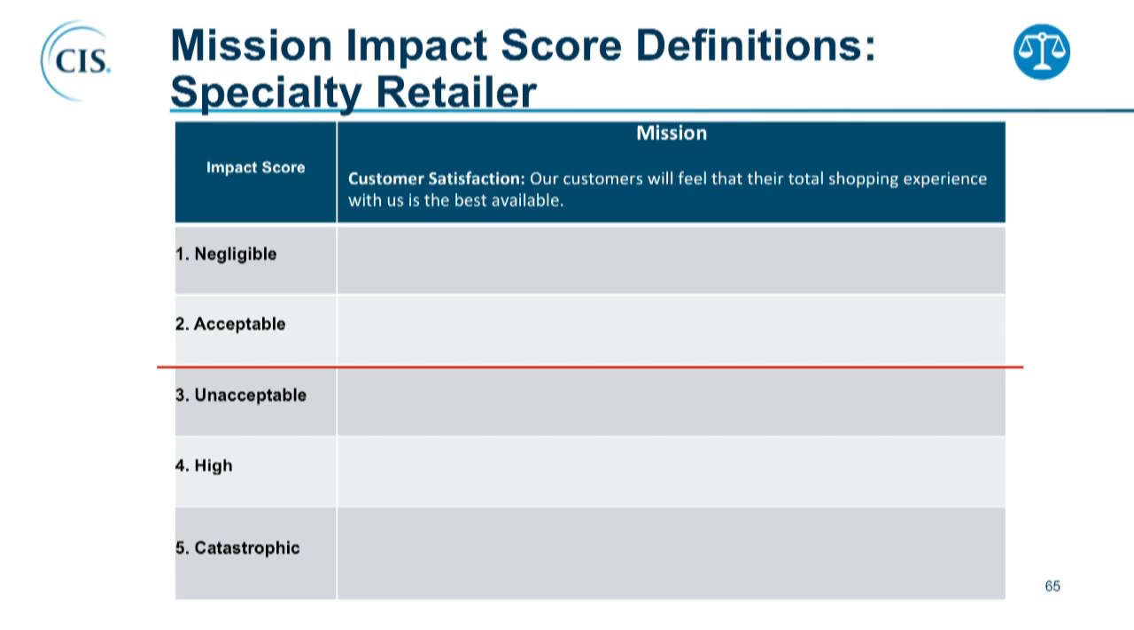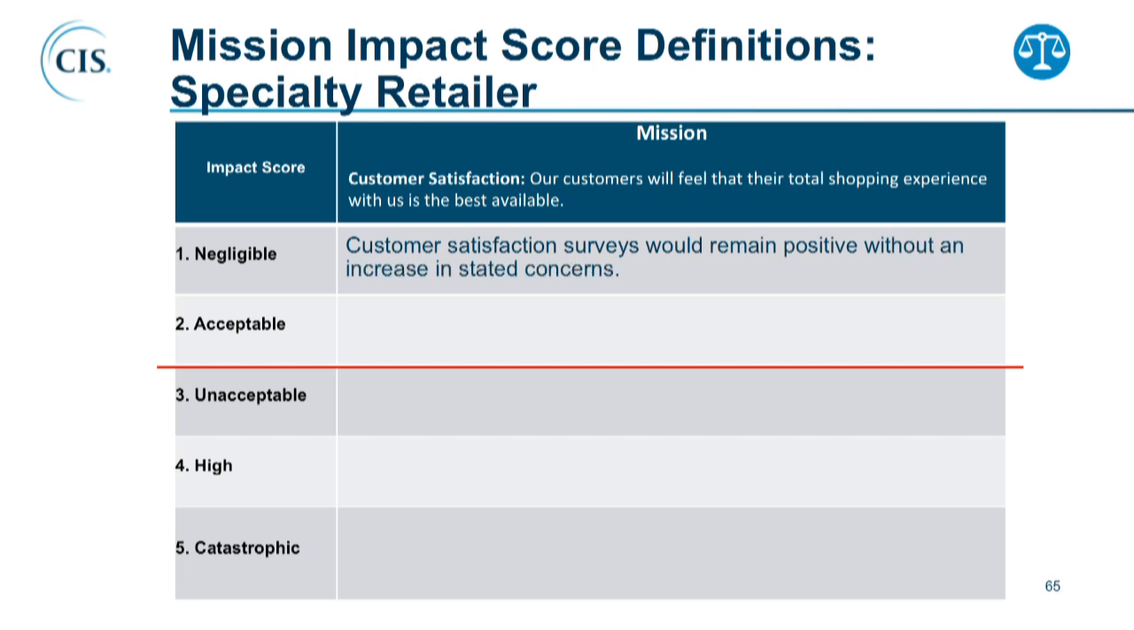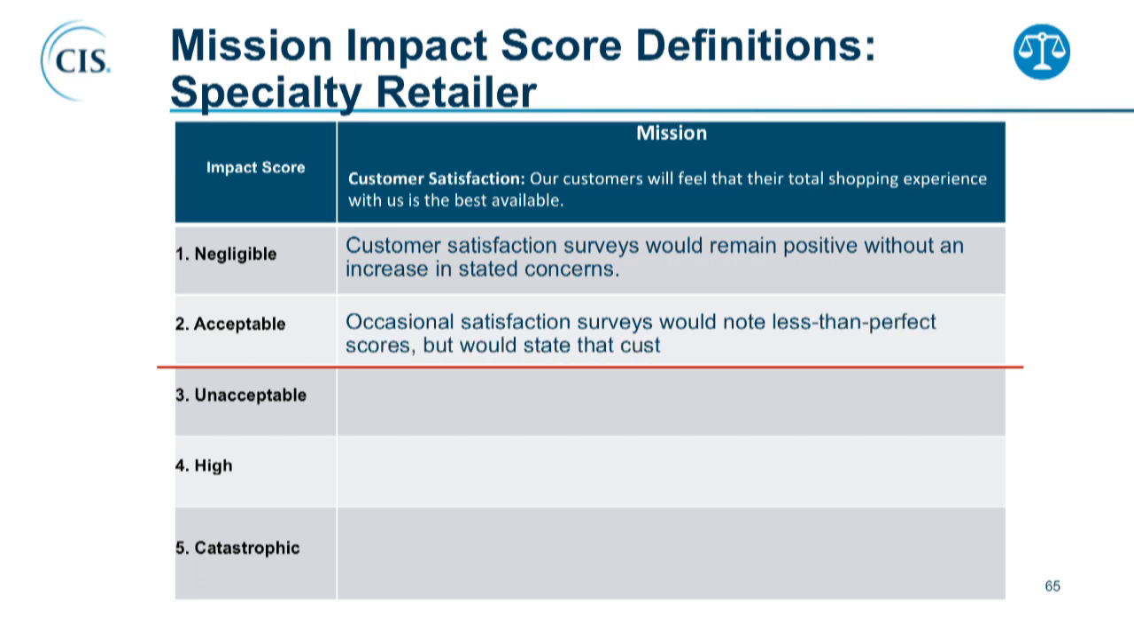So customer satisfaction. Our customers will feel that their total shopping experience with us is the best available. How do they state a negligible impact against that harm? Well, if we had an incident or we had made a decision and customer satisfaction surveys remained positive without an increase in stated concerns, that would be evidence that we did not harm our customer experience. How would we define it in terms of acceptability? Well, occasional satisfaction surveys would note less than perfect scores, but it would state that customers still would return. That shows an acceptable impact against the mission. Clearly, this is not a big concern.